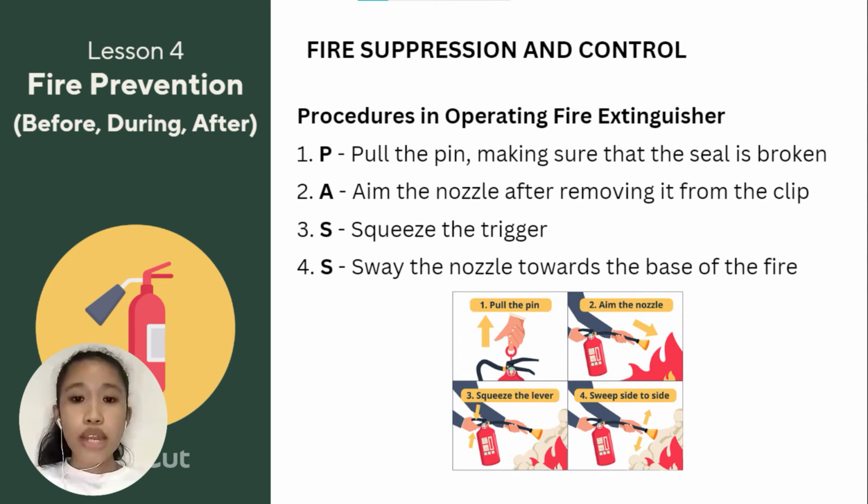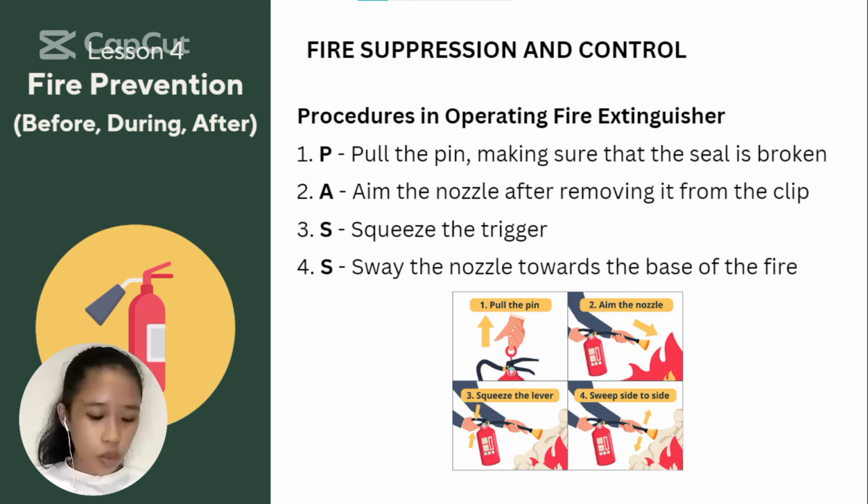In the next slide, I am going to show you the procedures in operating a fire extinguisher. Step 1, pull the pin and make sure that the seal is broken. As I show you in this picture, the pin is the round red one, and below it is a straight part, which I think is also part of the pin and connects to the extinguisher. You need to pull it to break the seal.